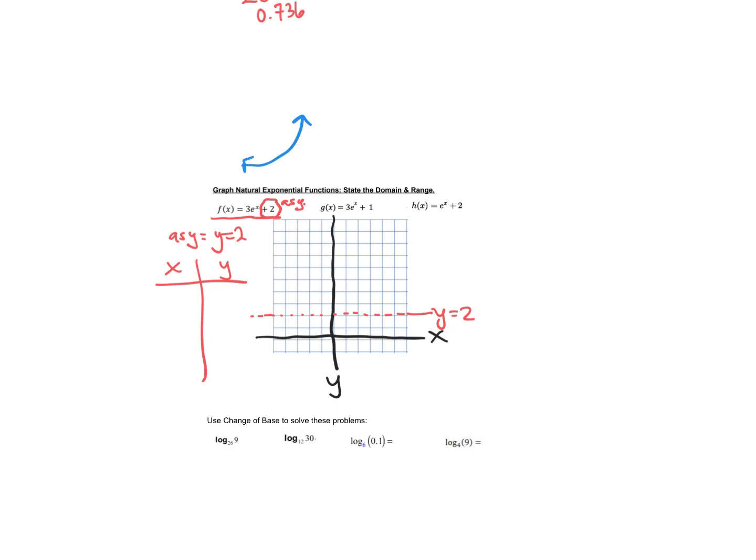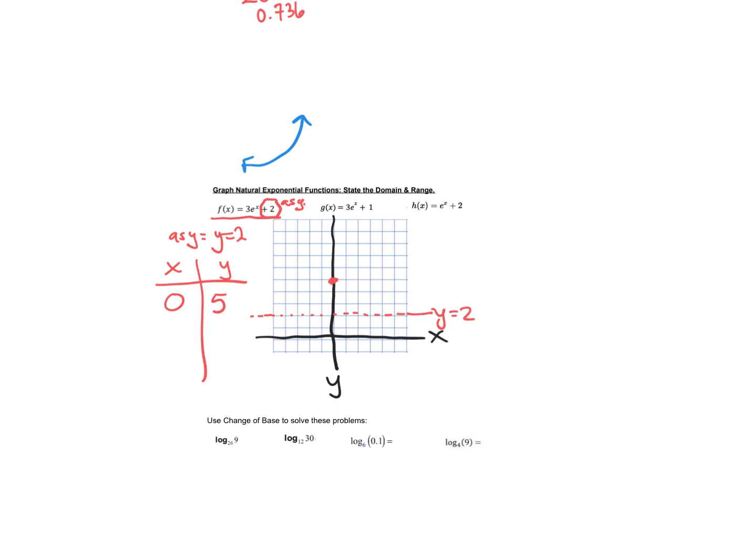Y equals 2. So if we plug in, let's say 0 for x, it's going to be 3 times e to the 0 power. What's anything to the 0 power? It's 1. So 3e to the 0 power is going to be 3 plus 2, so that gives us 5. Hey, that's our y-intercept. So 0, 5, 1, 2, 3, 4, 5, that's right here.